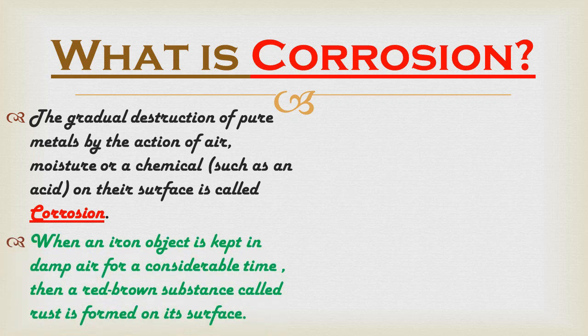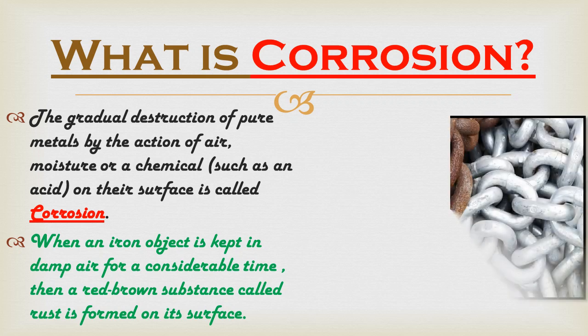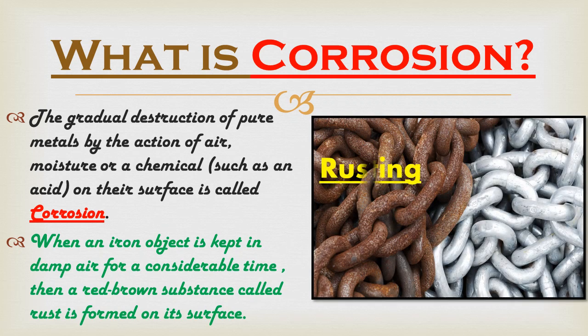When an iron object is kept in damp air for a considerable time, a red brown substance called rust is formed on its surface. I hope you have all seen this real example in your life. This process of destruction of iron by reacting with air is called rusting. This is a natural process.